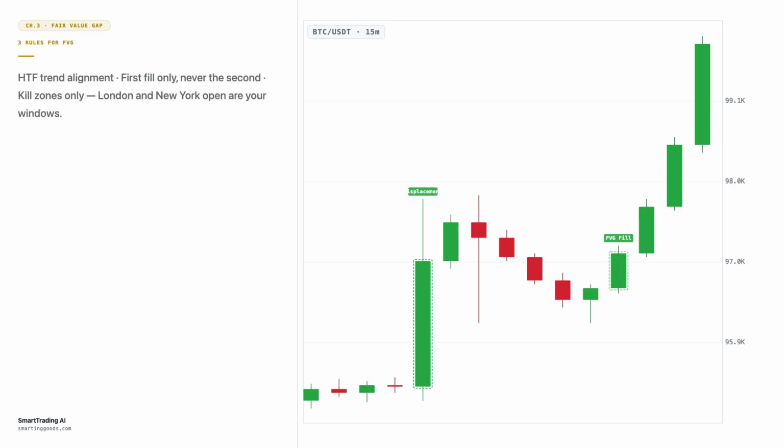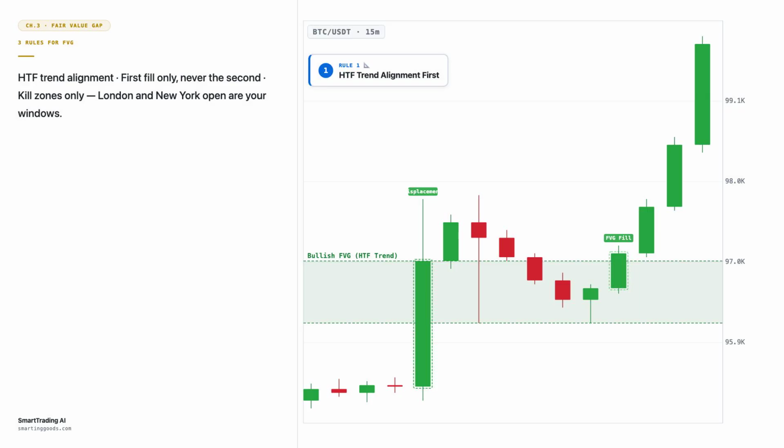3 rules you must follow. Rule 1. The FVG must form in the direction of the higher time frame trend. If the daily is bearish, you're not trading bullish FVGs on the 15-minute.